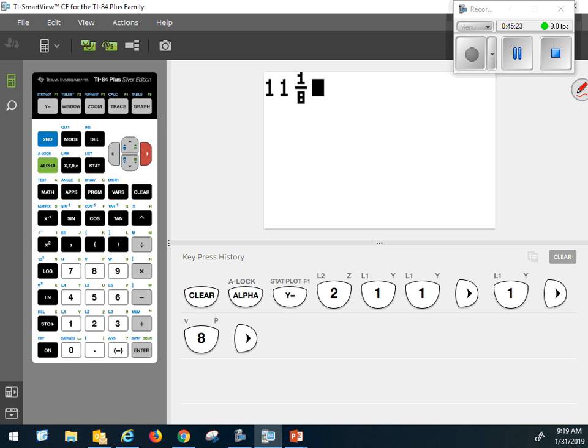Okay. I got you. The alpha button. All right, I'll work on that. Grab a different calculator, okay? Yeah, it's real sticky. I don't know.